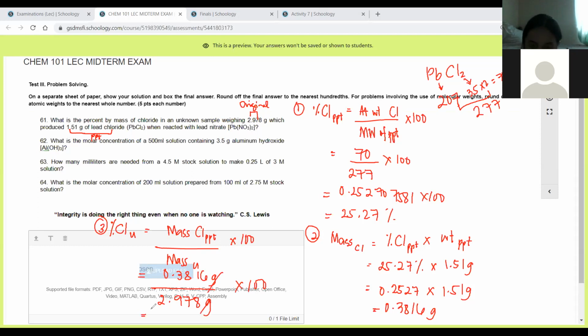So the correct answer is 0.3816 divided by 2.978 times 100. The correct answer here is 12.81%. Again, the correct answer is 12.81%.